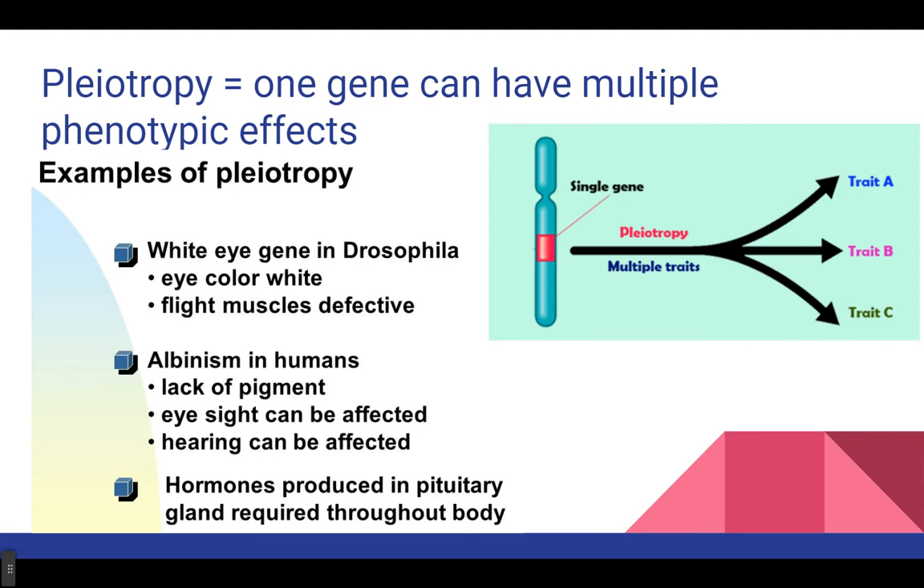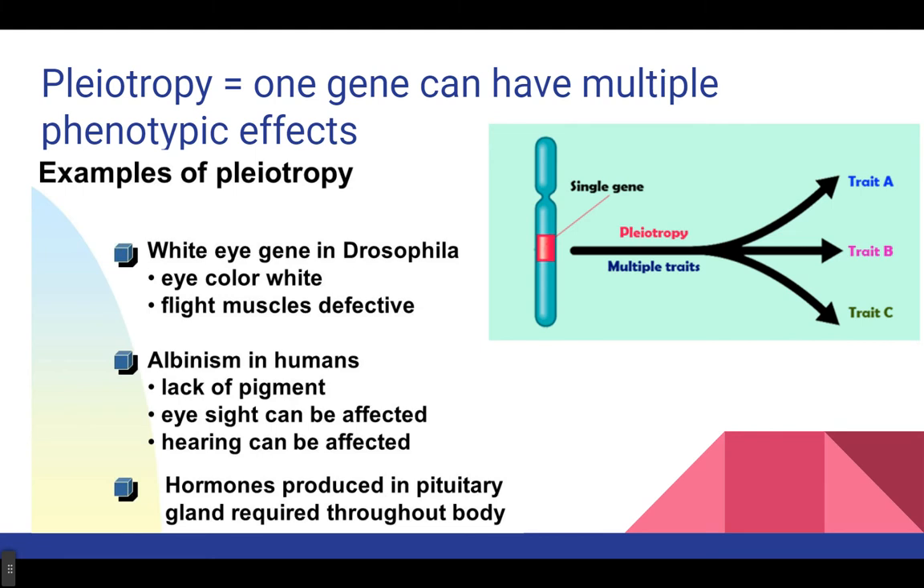There's a gene in fruit flies. Drosophila is the genus of fruit flies. It's one you'll hear a lot if you do a lot of biology. It makes their eyes white, but it also tends to make their flight muscles defective. That's an effect of that gene. It does both of those things. Albinism in humans, if someone is homozygous recessive for that gene, they don't have pigment in their body, but it can also affect their eyesight and their hearing as well. So it has multiple effects.